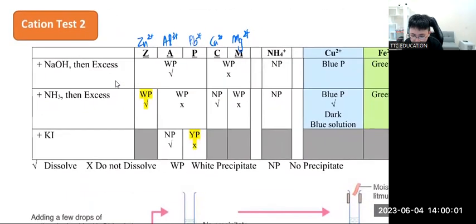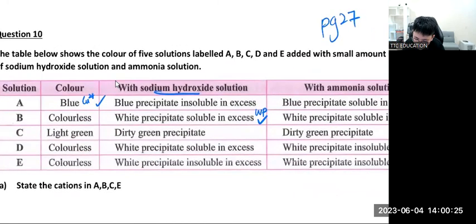This ZAP CM table, NaOH test, WP and a tick is this one. Correct. So WP and a tick with the first test, what can you conclude? My conclusion is after the first test, my answer can be Zn2+, Al3+ or Pb2+. Means after first test, my possible answer can be ZAP.